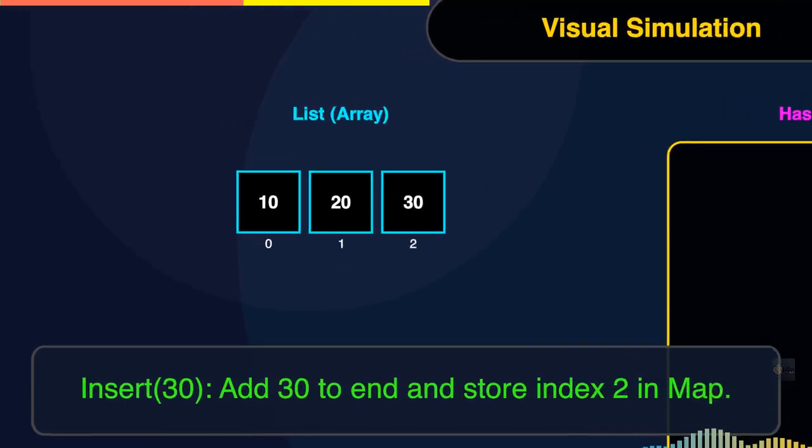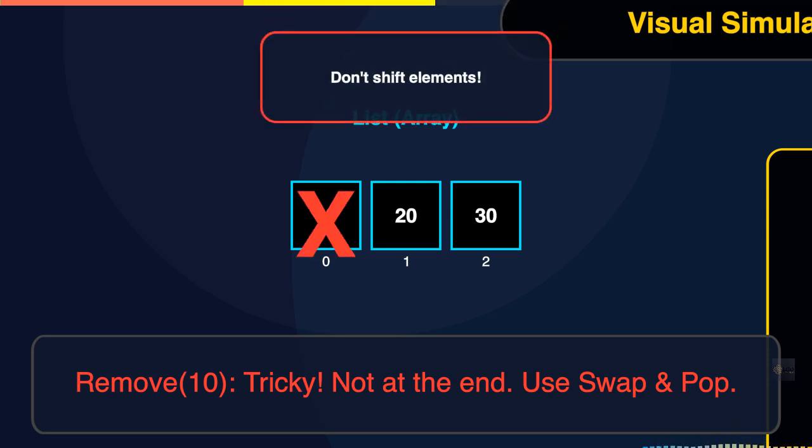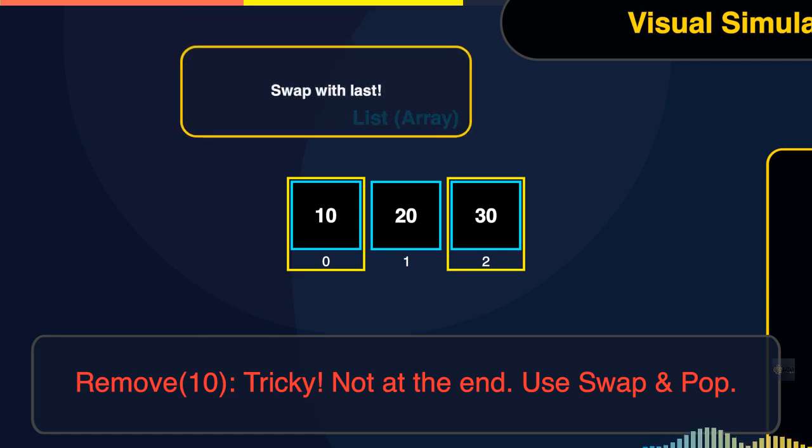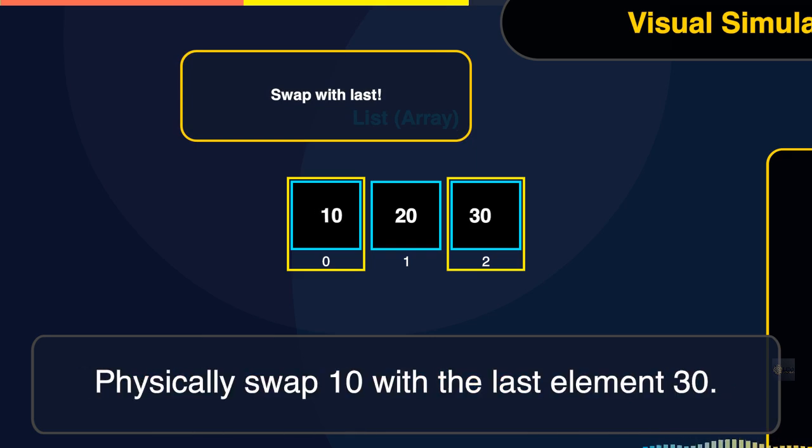Here comes the tricky part. Remove 10. Notice that 10 is at index 0, not at the end of the list. To remove it in O(1), we look at the last element, which is 30 at index 2. Wait, look at the highlight. We swap 10 with 30. Physically, we move 30 into the first slot at index 0.